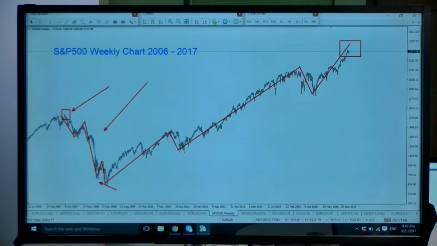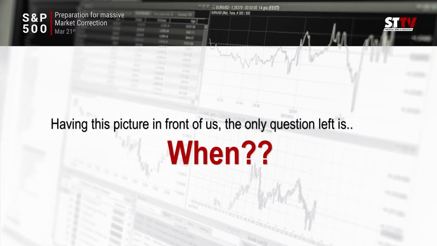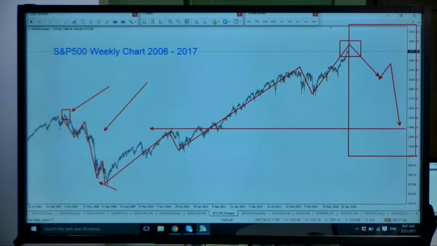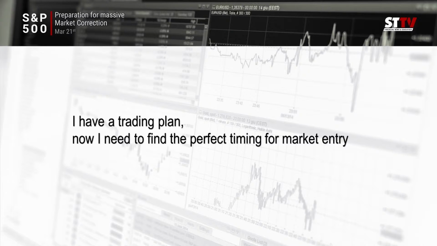So having this picture in front of us, the only question left is when it is going to happen. Asking when it is going to happen, I mean these lines that we can see here on the chart. Okay, this is the expected movement. This movement is going to happen during the upcoming weeks, months, years of the market activity. So I have a trading plan. The only thing that I need to identify is the perfect timing for market entry.